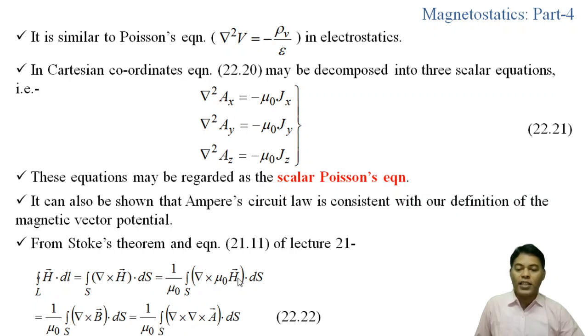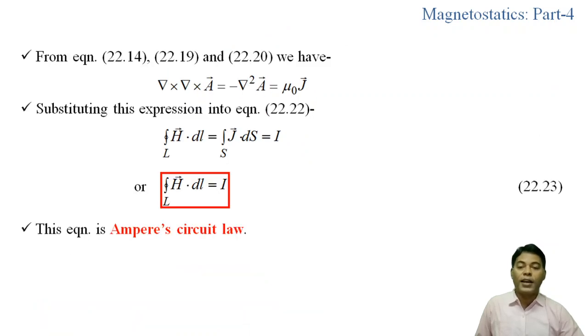So mu naught H is nothing but B. So this expression becomes 1 by mu naught surface integral of grad cross B dot ds. Now B equals grad cross A. So here again we have 1 by mu naught surface integral of grad cross grad cross A dot ds. Now using the vector identity, we have this expression. Earlier I told you that grad dot A is the Coulomb gauge, which equals 0, so from that we have calculated earlier that minus grad square A equals mu naught J.